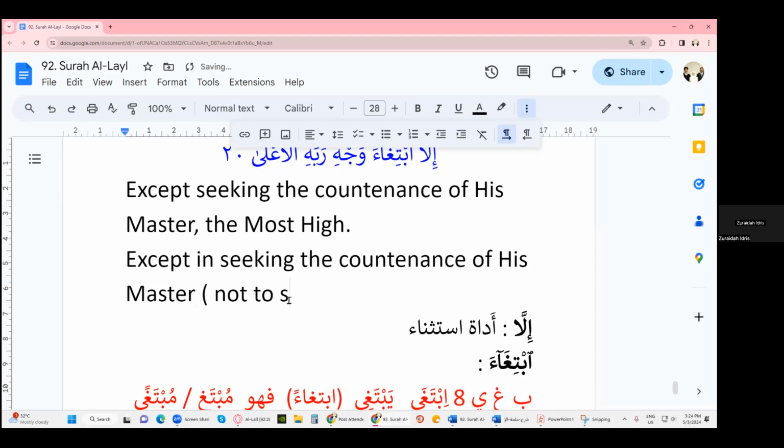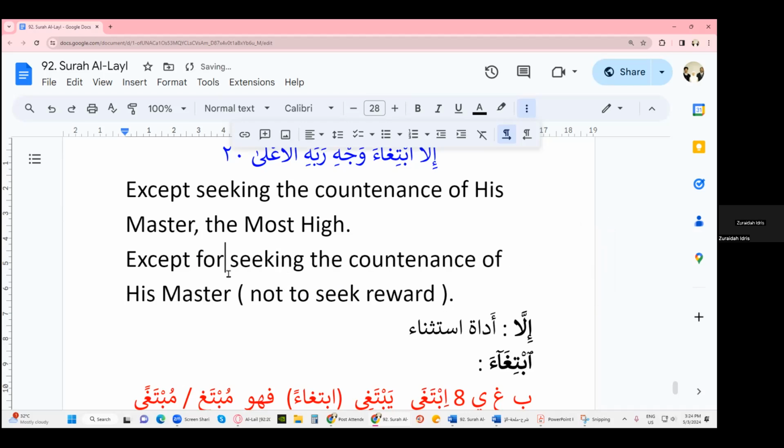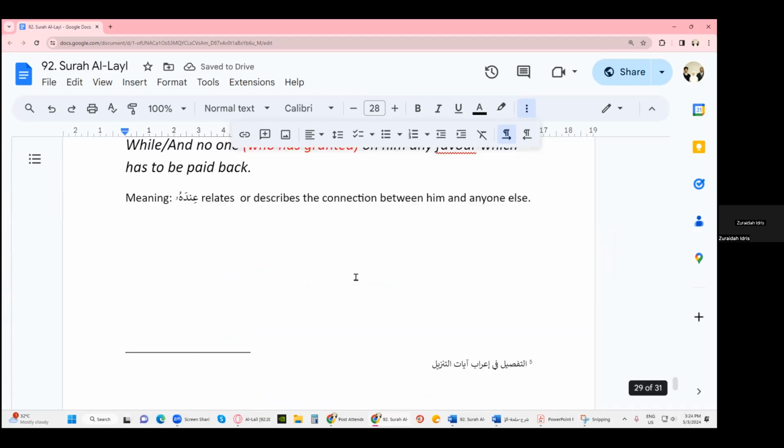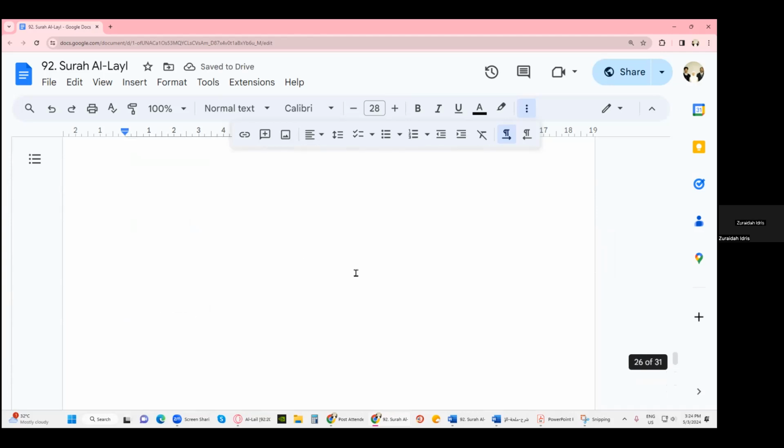From anybody else, right? Not to seek. Okay, this is from anybody else. Yeah, if you remember the ayat before when we did that. There's this word in, except in or except for. Okay, maybe I will use for. So what did he do? We said before. Sorry, went too fast.